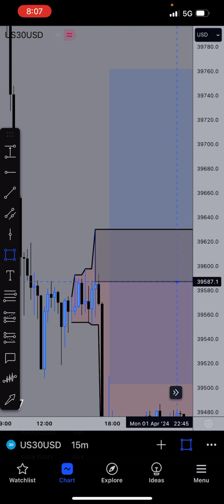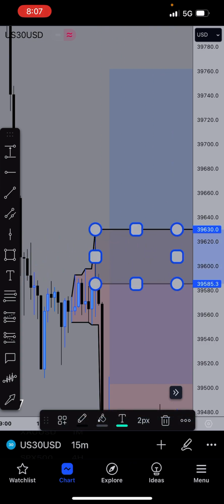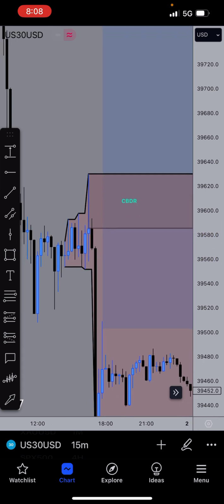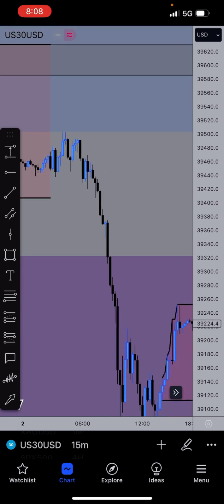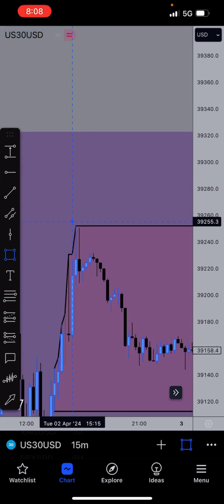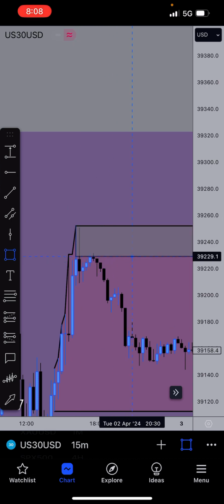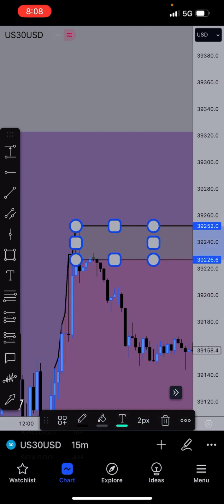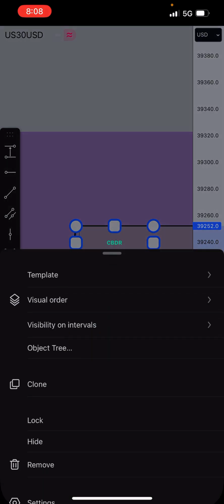So next area is this one, the highest high point to the body of that same candle. Lock that in because it's a central bank dealers range. Next area, this one right here. We have this is the high, and this is the highest candle. So I'm bringing it to the top up there. Central bank dealers range. Let's lock that in.